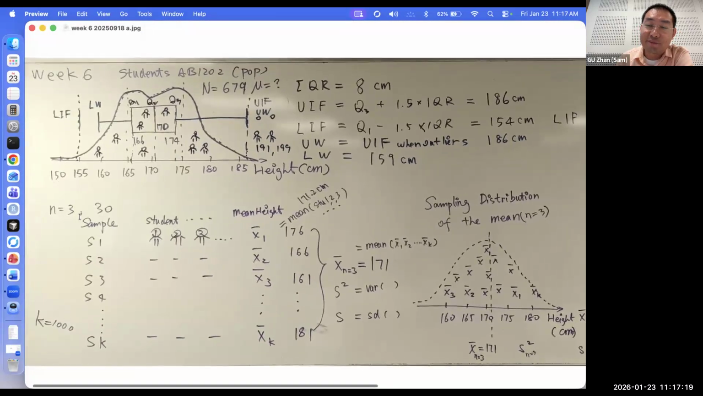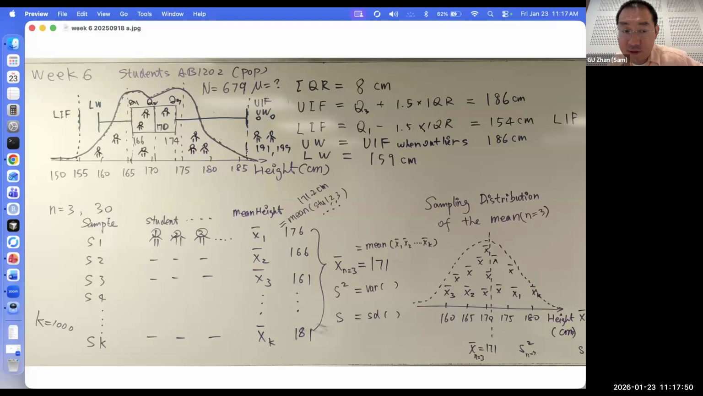Next is the central limit theorem. Instead of selecting 3 students every time, now we select 30 students. So sample 1 contains 30 students' heights, and x bar 1 is the average of 30 students. Then we repeat it 1000 times, so we have 1000 mean values, mean heights.